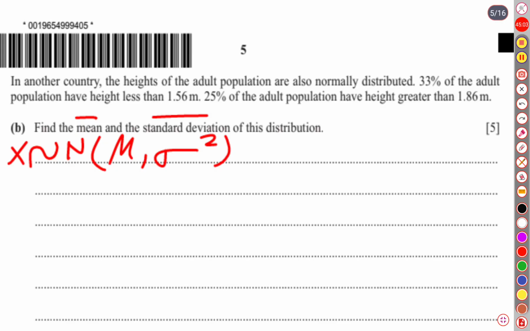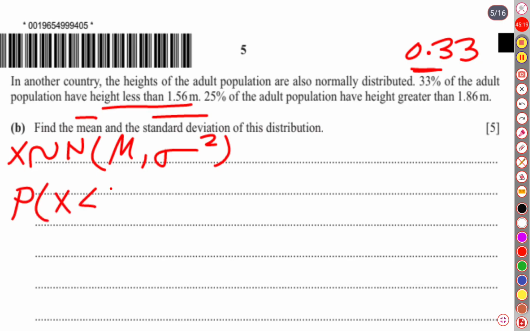Well, let's see the first one. First, height is less than 1.56, and the probability is 33%, meaning 0.33. So we will write the probability of x less than 1.56. When x is less than 1.56, our probability is 0.33. Well, then we will standardize the score.